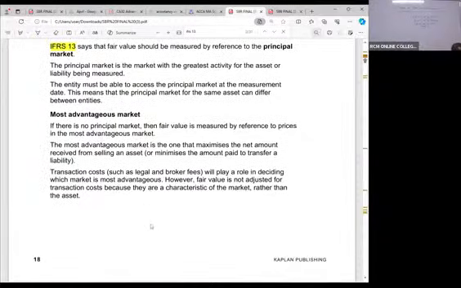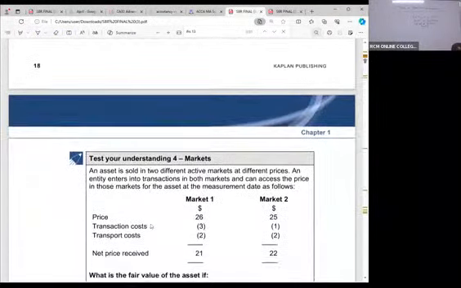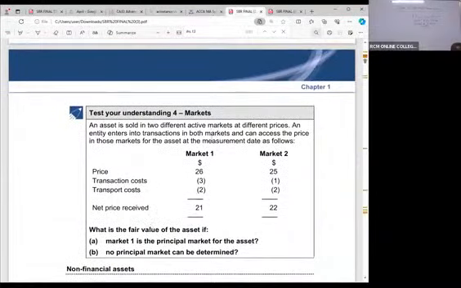For us to understand what we're talking about, we have this example. Test your understanding for market. So we have market 1, then we have market 2. An asset is sold in 2 different active markets at different prices. An entity enters into transactions in both markets and can access the price in those markets for the asset at the measurement date as follows. Price in market 1 is 26, transaction cost is 3, and then we have the transport cost of 2. Then we have the net price receivable. So what is the fair value of the asset if market 1 is the principal market for the asset? Very easy.